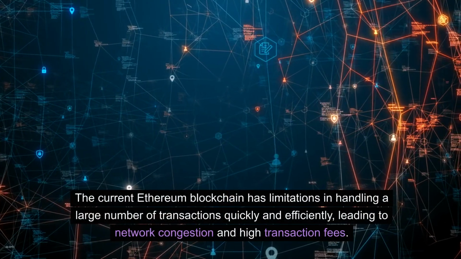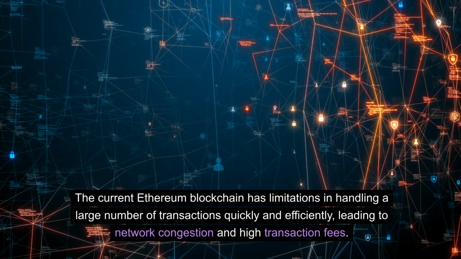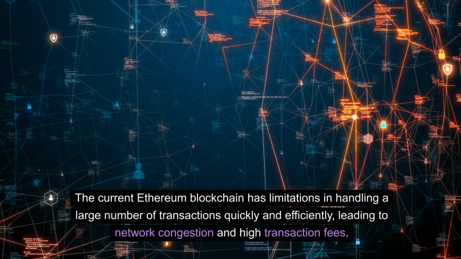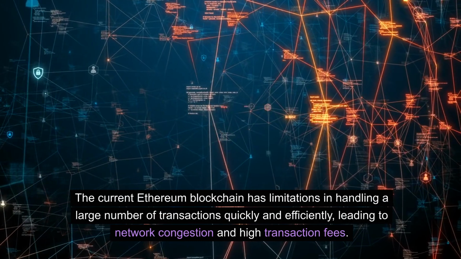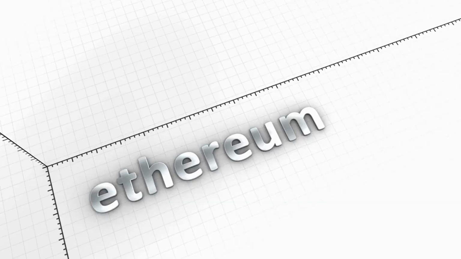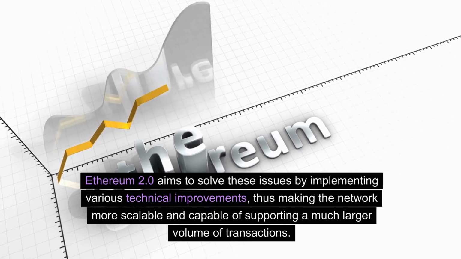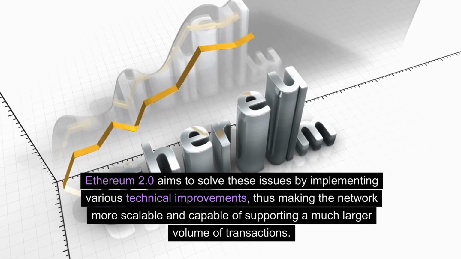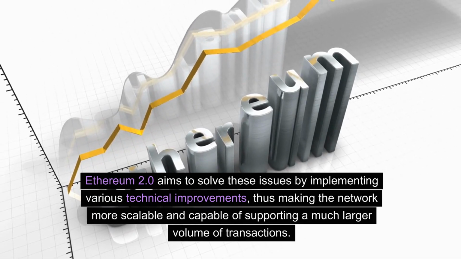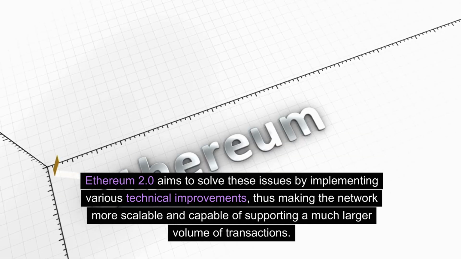The current Ethereum blockchain has limitations in handling a large number of transactions quickly and efficiently, leading to network congestion and high transaction fees. Ethereum 2.0 aims to solve these issues by implementing various technical improvements, thus making the network more scalable and capable of supporting a much larger volume of transactions.